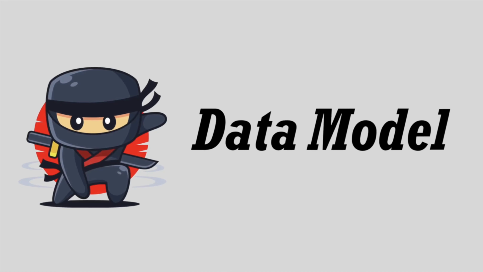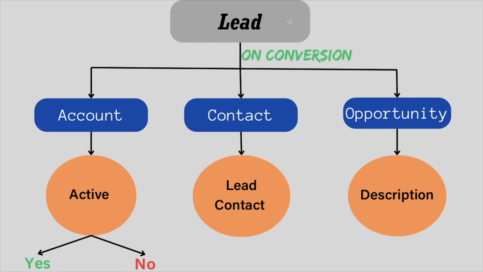Now to set the foundation, let's first understand the data model for today's scenario. In today's scenario, we are going to play with four objects. First is the lead object, and after its conversion, we will have three objects: account, contact and opportunity. On the account object, we have a picklist field Active which contains two values, Yes and No, which represents whether an account is active or not. On the contact object, we have a checkbox field Lead Contact, and on the opportunity object we have a description field.